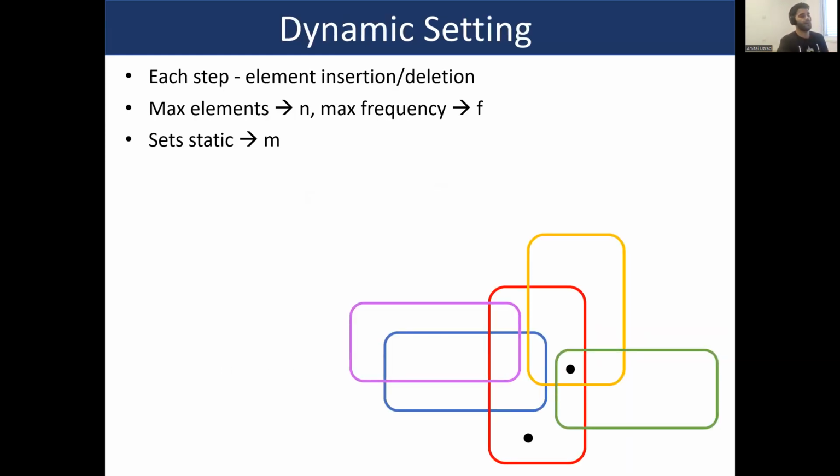In the dynamic setting, we have elements that are inserted and deleted each update step. The sets are static, the sets and their cost. Throughout the update sequence, the maximum number of elements is n, and the maximum frequency is f.